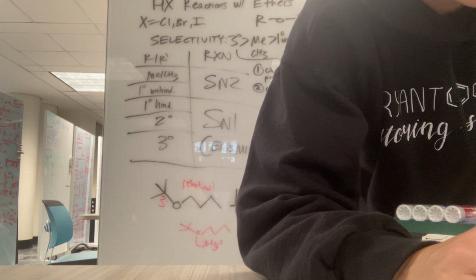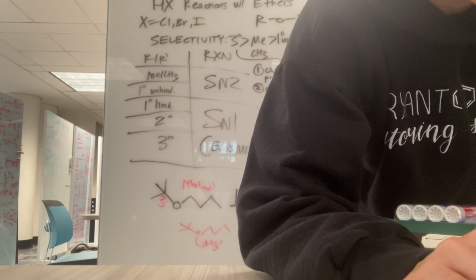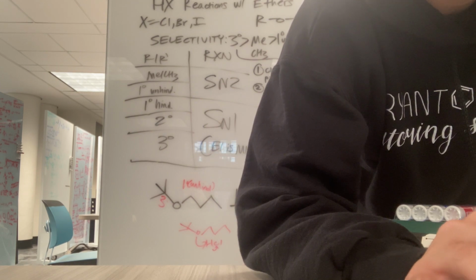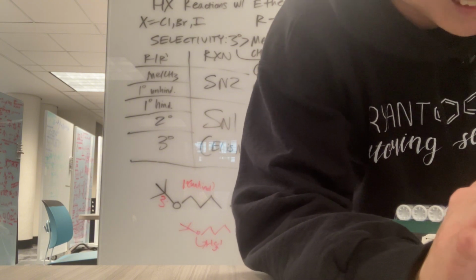Elimination reactions always create double bonds, like E1 and E2 reactions create double bonds. Substitution reactions, SN1 and SN2, create substituted products.